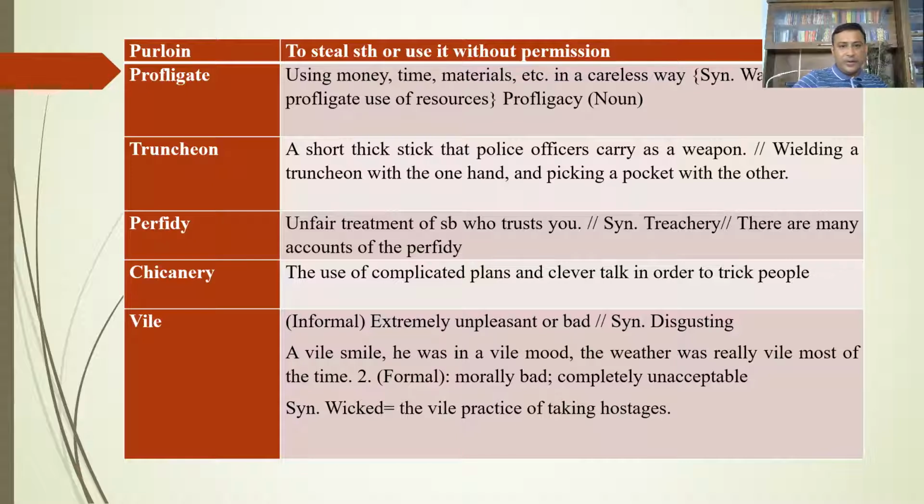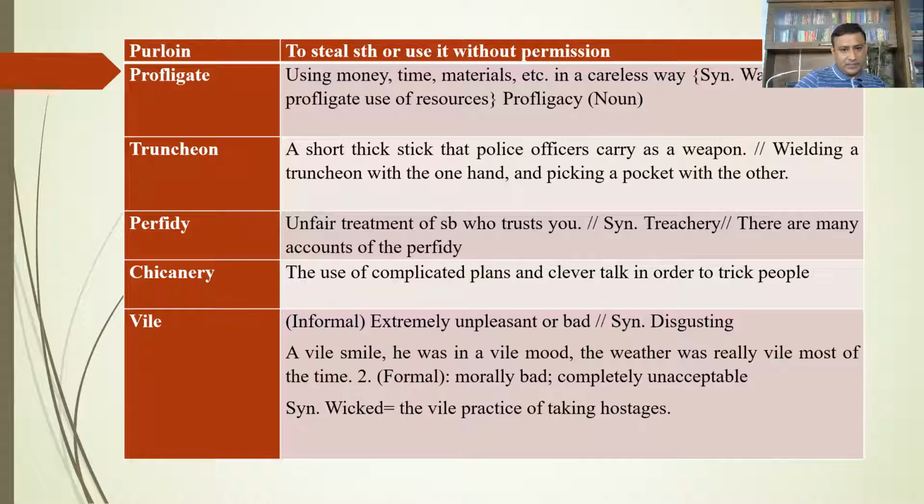Perfidy, unfamiliar treatment of somebody who trusts you. Treachery, dhokha. There are many accounts of the perfidy. विश्वासघात का बहुत सारे examples हैं. Secondary, the use of complicated plans and clever talks in order to trick people, that is secondary.